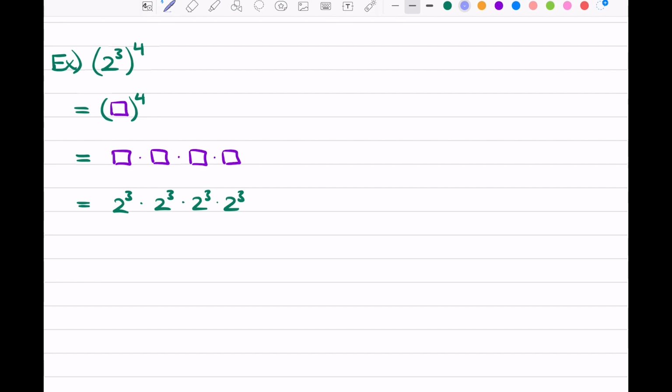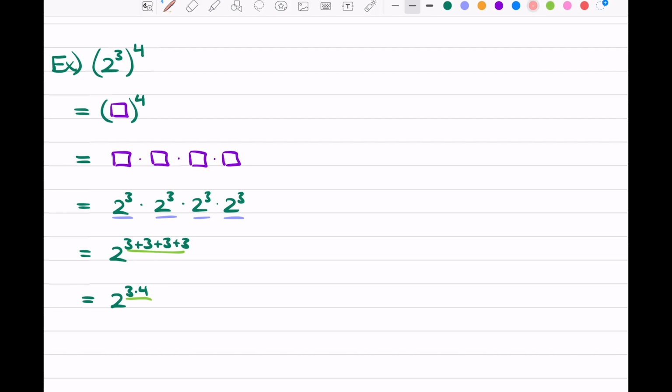And we just learned that if we're doing multiplication with exponents and we have the same base, we can add the exponents. So this would simplify to 2 to the 3 plus 3 plus 3 plus 3. And another way to write that would be 2 to the 3 times 4. Both of these give us 12. Adding 3 4 times is the same as 3 times 4. And this gives us our second shortcut.